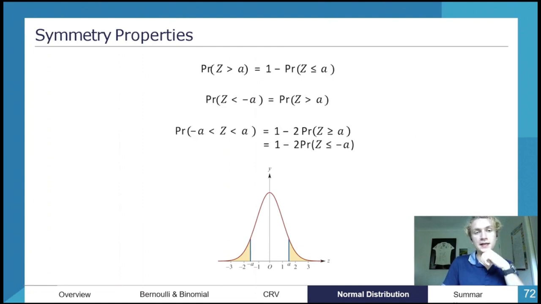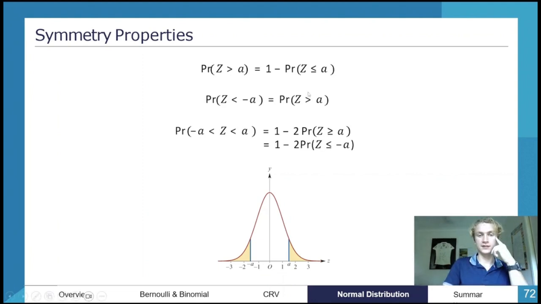So yeah, probability of z being greater than a equals 1 minus the probability of z being less than or equal to a. So that's something you have to memorize as well. And also, due to the symmetry of the normal curve, we get that the probability that z is less than or equal to negative a equals the probability that z is greater than a.